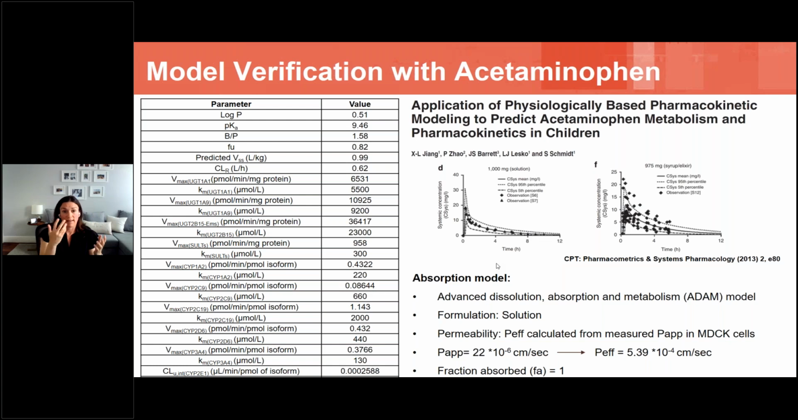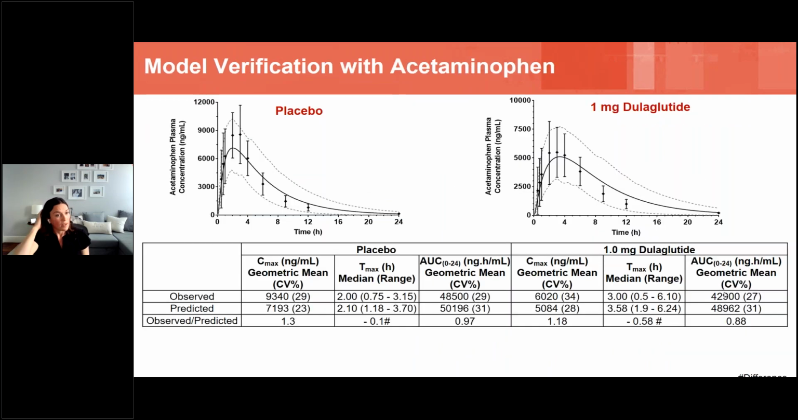they built these models for both the solution and the elixir, and we use our own measured apparent, so in vitro permeability, and convert that to a human in vivo Peff, and as expected, the fraction absorbed of acetaminophen was high, was 1. So this is the performance of the model. The model can reproduce the pharmacokinetics of acetaminophen by itself.